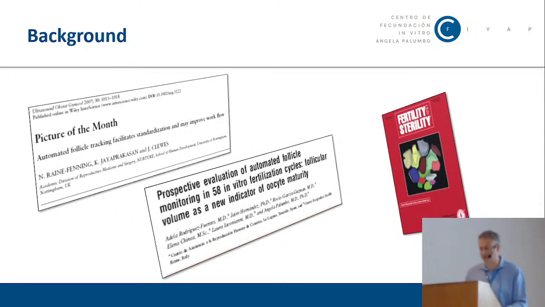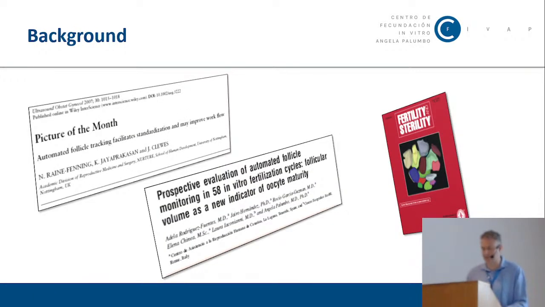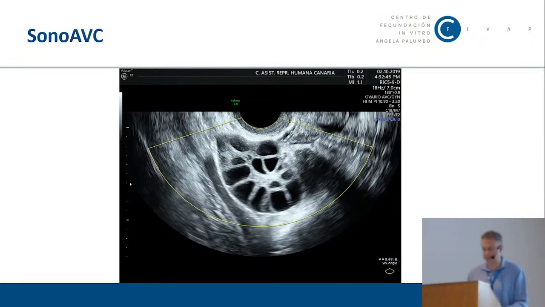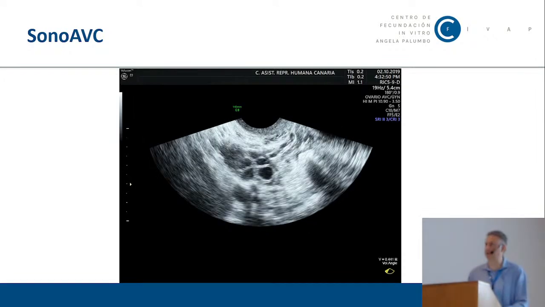With the development of 3D ultrasound and the improved image quality of ultrasound devices, technology has been developed that is able to automatically measure follicles. In 2007, Raine and Fanning started to show the possibility of automatic follicle monitoring, and our group has demonstrated the feasibility of using this automatic follicle monitor in clinical practice. As you know, the software developed by General Electric called SonoAVC makes it possible to measure follicles automatically using 3D ultrasound.